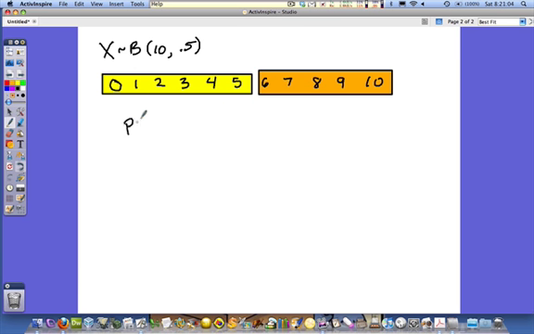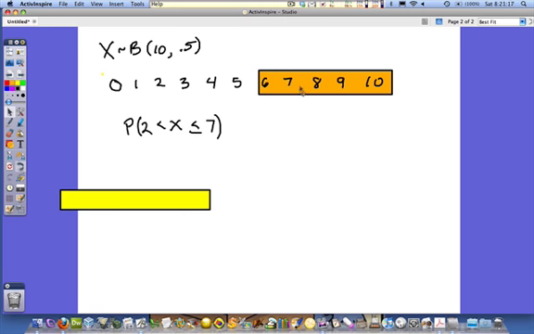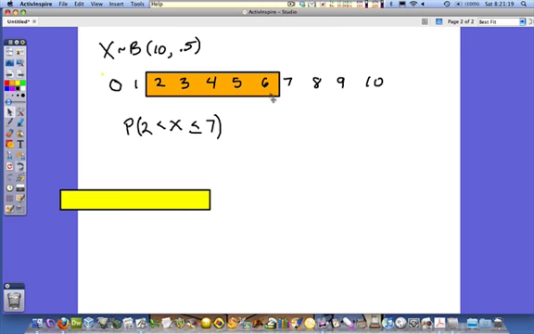Let's write this probability statement down. What's the probability that x is greater than 2, less than or equal to 7? Okay, so let's figure out what we need to highlight for that. Let me get rid of this one. Let's see, greater than 2 and less than or equal to 7. Would that give us the right probability, what we need? Yes, you're all yelling at me. No, that's not right. You're right.